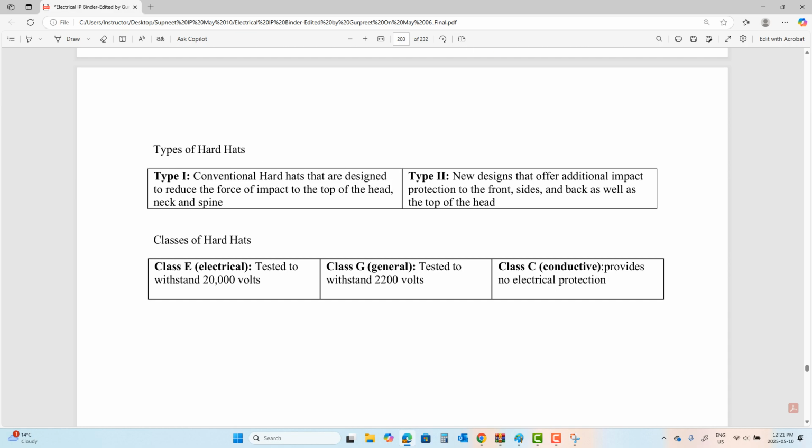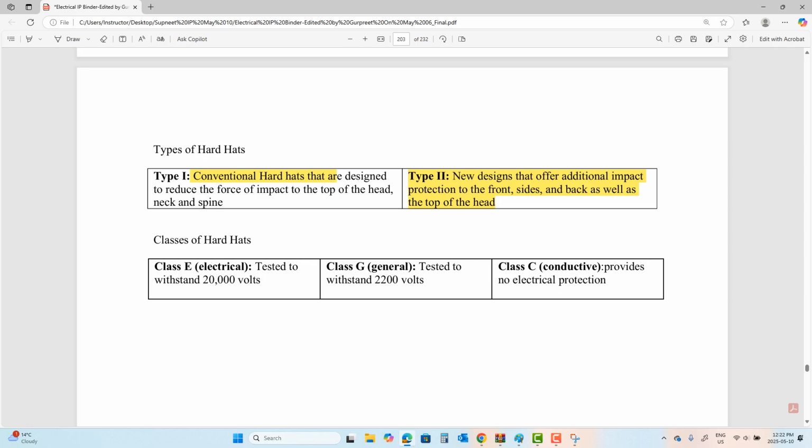What type of hard hat would I use when I just don't want to spend money and I just need to have a hard hat? The conventional one, which is called the type 1. Which hard hat should I buy when I really want to make sure if I fall down and I have full support on my head? Type 2.